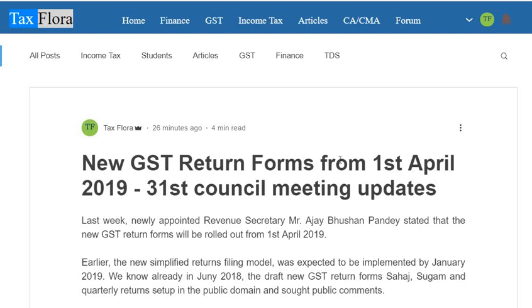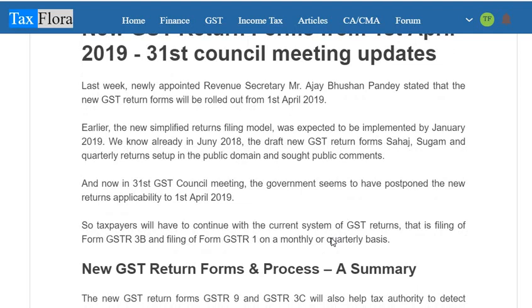GST new returns are applicable from 1st April 2019, as per the 31st Council meeting updates done on 22nd December 2018. We know that last week newly appointed Revenue Secretary Mr. Ajay Bhushan Pandey stated that GST new return forms will be rolled out from 1st April 2019, that means after 31st March 2019.